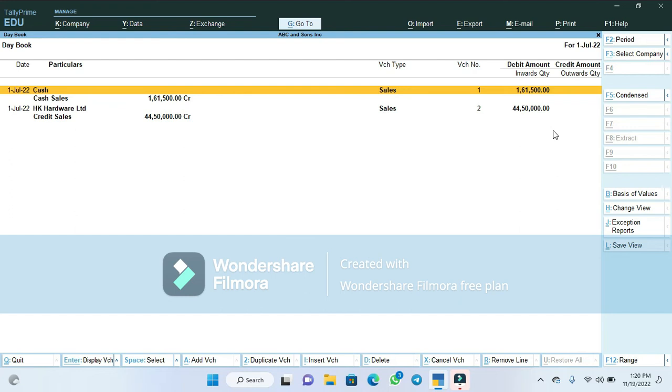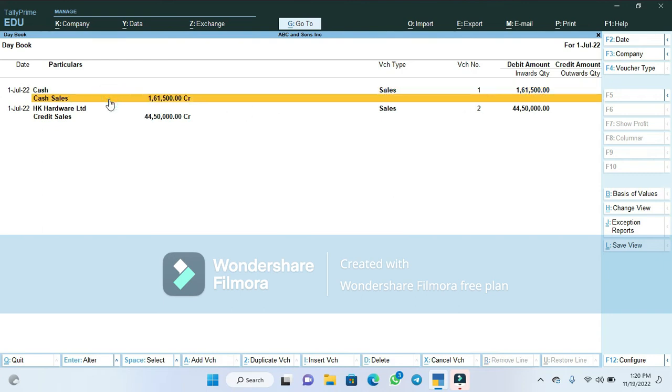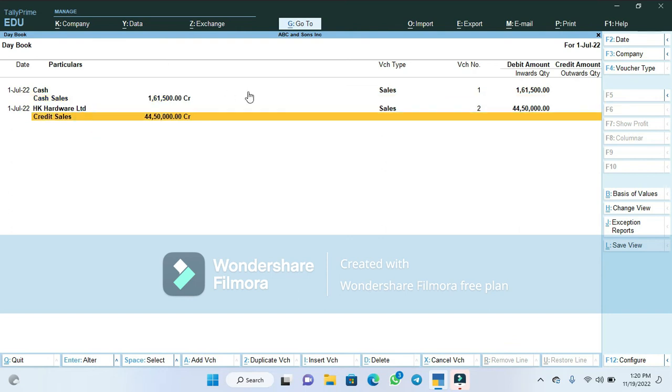To undo it, Alt F1, it will go back. So when you press Alt and F1 to expand it, you'll be able to see that on 1st of July 2022, I made two sales transactions. One of them was this one and one of them was this one. The first one was a cash sale and the second one was a credit sale. You can see further along our journey, we are going to realize how important the daybook is.